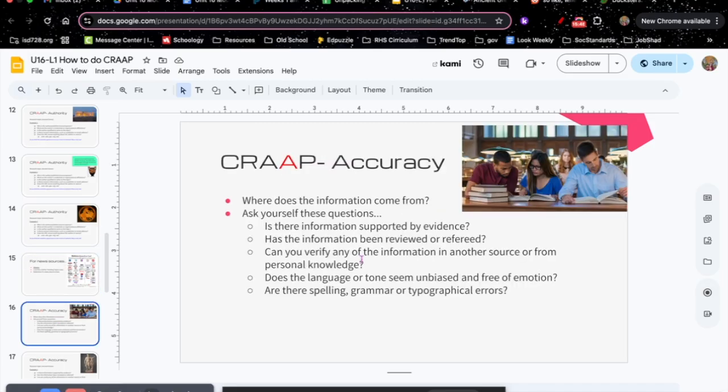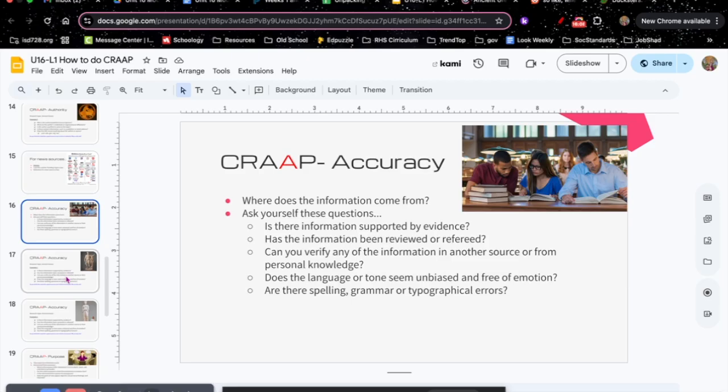All right, next let's do accuracy. So where does this information come from? Ask yourself these questions. Is the information supported by evidence? Has the information been reviewed or refereed? Can you verify any of the information in another source or from personal knowledge? Does the language or tone seem unbiased or free of emotion? And are there spelling, grammar, or typographical errors?